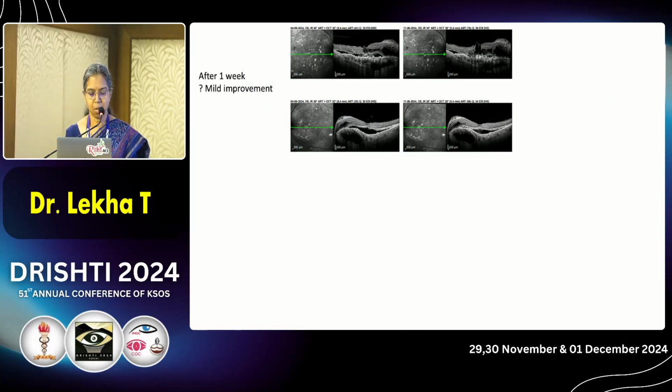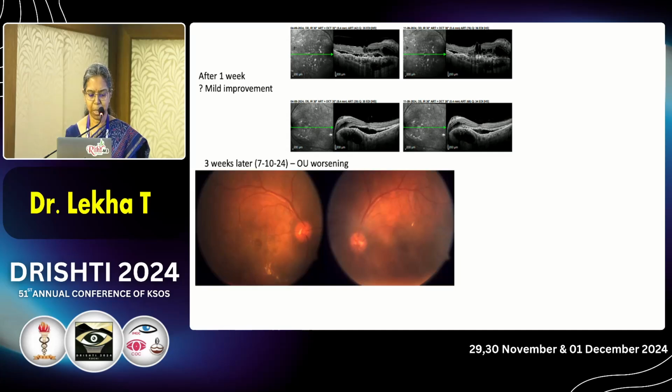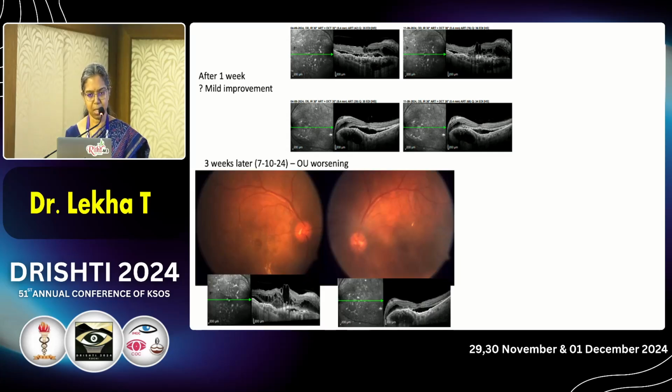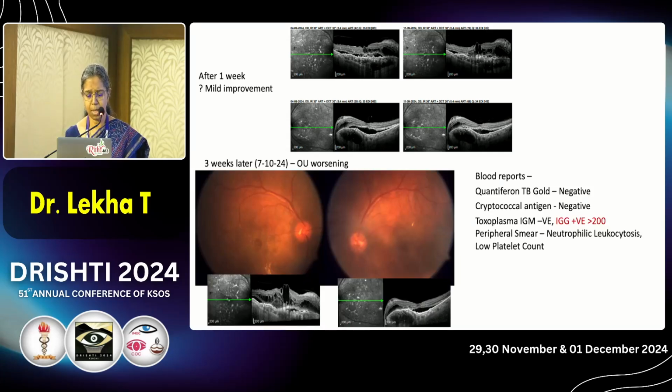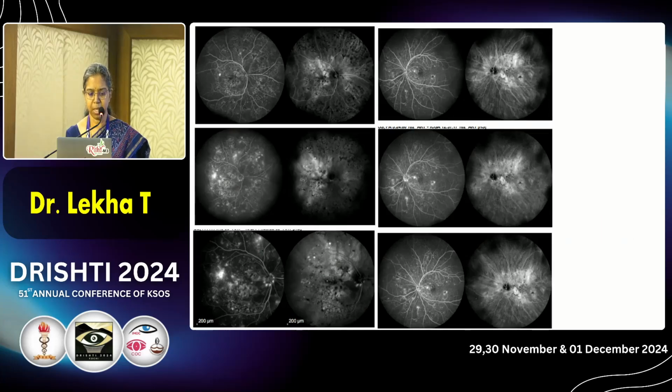In the meantime, we thought let him continue the steroids. At 1 week, we thought maybe he's improving, but by 3 weeks, he was definitely worsening with increase in the retinal fluid. All his blood workup turned out to be negative. We did his DFA, which was again difficult to interpret.